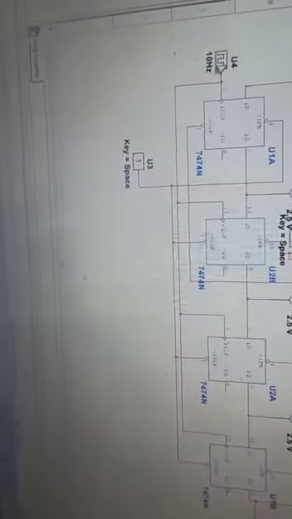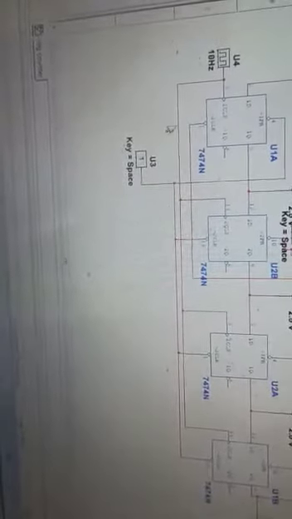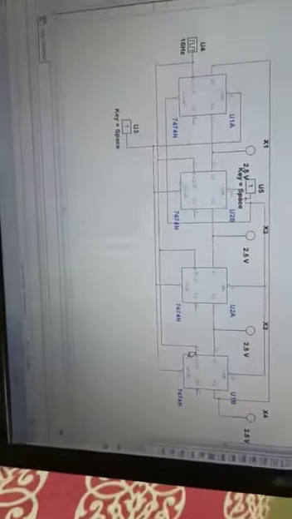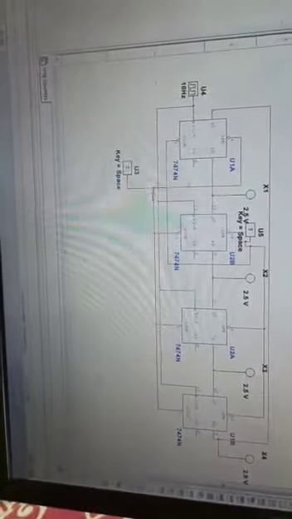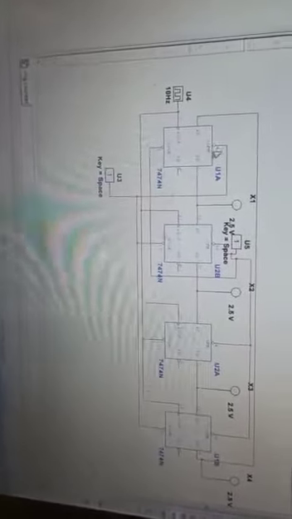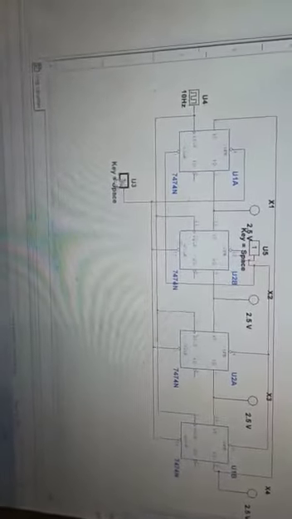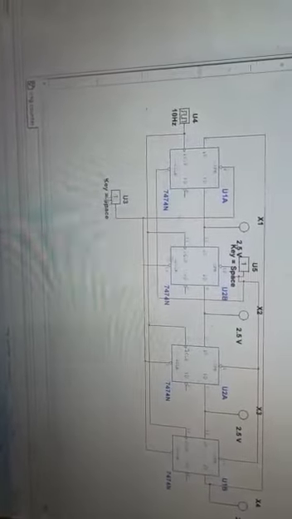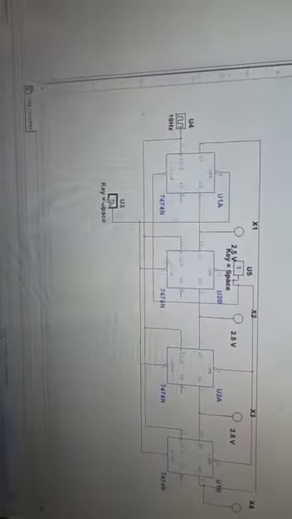Clock input is given simultaneously to all the flip-flops. Now here clear input of these 3 flip-flops and preset input of first are connected together, and here you have to give a pulse. So now let's see the simulation.